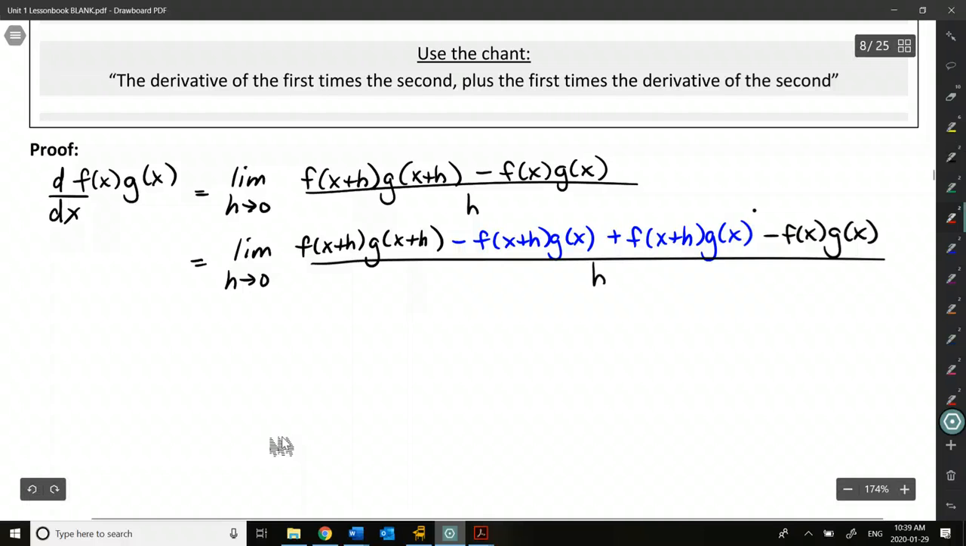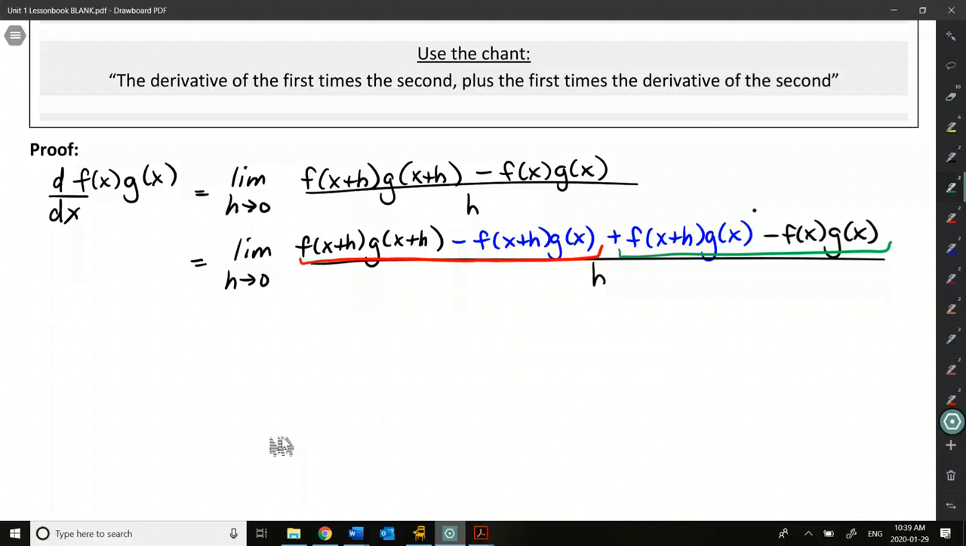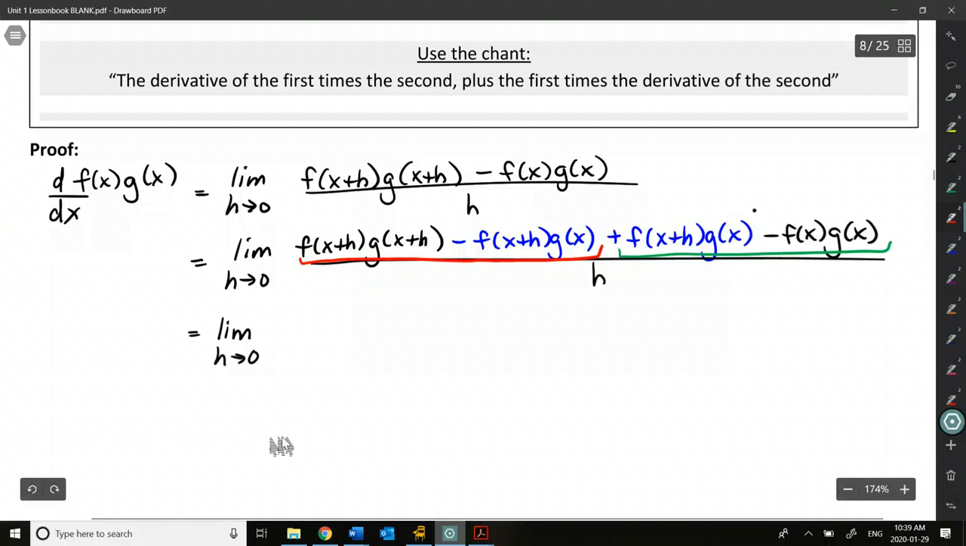Okay, so what I'm going to focus in on is this first group of terms, and then I'm going to focus on this second group of terms by common factoring something from each. So what's common in the first group of terms? Close. F at x plus h is common, right? So I'm going to take that out of the first set of terms. And I will be left with g at x plus h minus g at x.